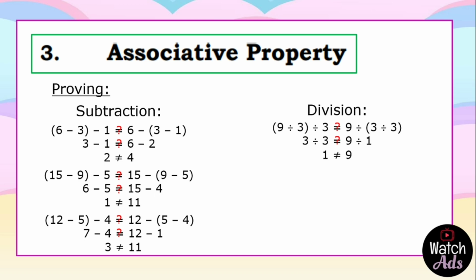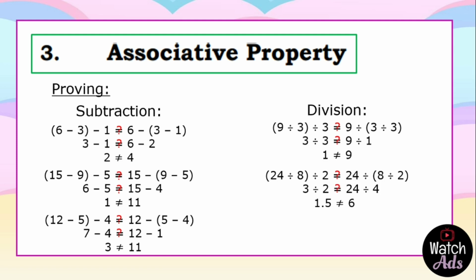9 divided by 3 first, that gives us 3 divided by 3. And then the right side of the equation, we divide 3 divided by 3 first, and we divide the quotient by 9. That gives us 9 divided by 1. 3 divided by 3 is equal to 1, and 9 divided by 1 is equal to 9. And they are not equal.